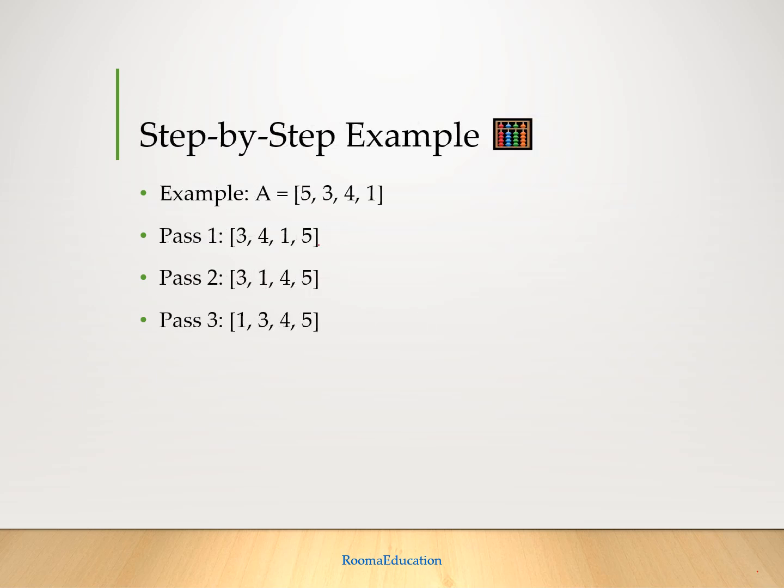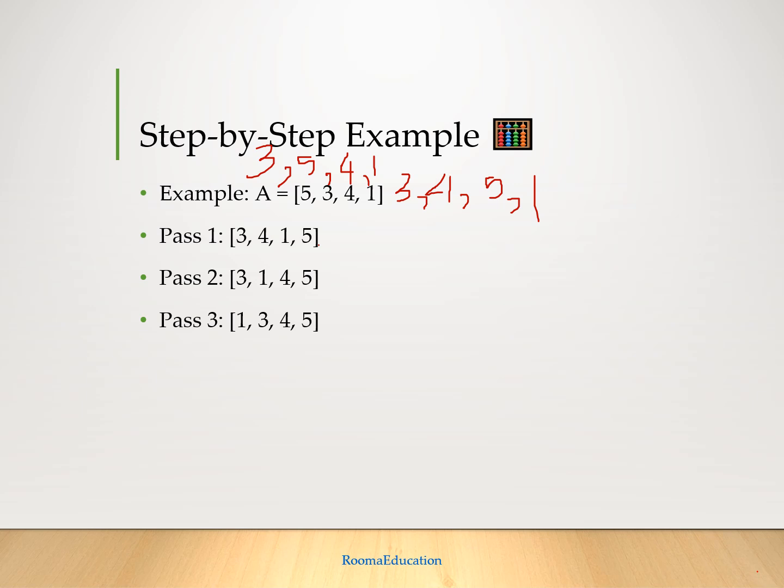Let's start the first round of comparison. In this round, the biggest number will move to the end. 5 is bigger than 3, so swap them as 3, 5, 4 and 1. Now 5 is bigger than 4, so we swap them: 3, 4, 5 and 1.